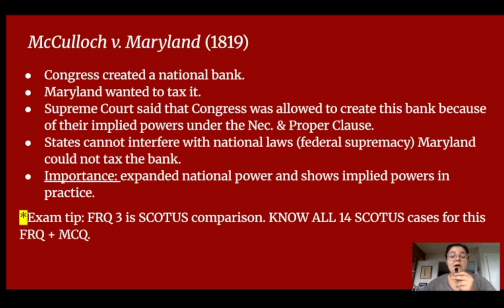Here's an exam tip. FRQ 3 is all about the Supreme Court cases, SCOTUS comparison. You have to know all 14 SCOTUS cases for this FRQ, and they'll also come up in the multiple choice section. FRQ 3 will give you a paragraph of a non-required case that you did not need to know. Don't worry, they'll give you everything you need to know, and then A, B, and C questions to connect the case that you didn't know to the case that you needed to know, one of the 14 cases. And McCulloch is definitely one of the 14 cases.